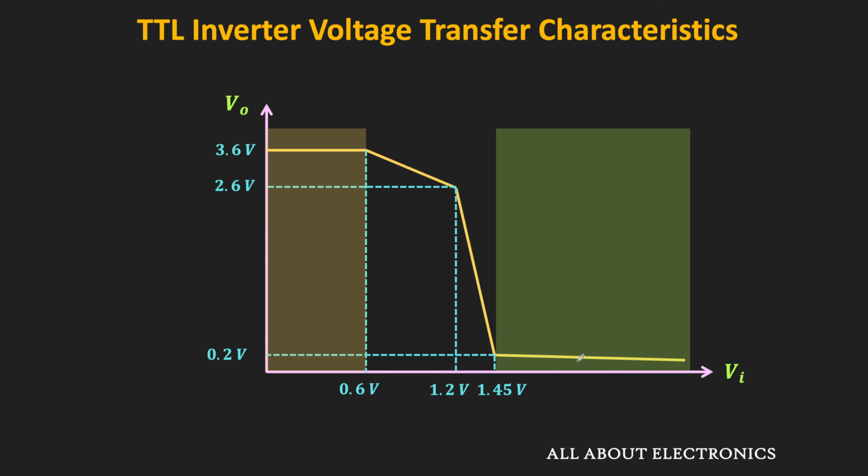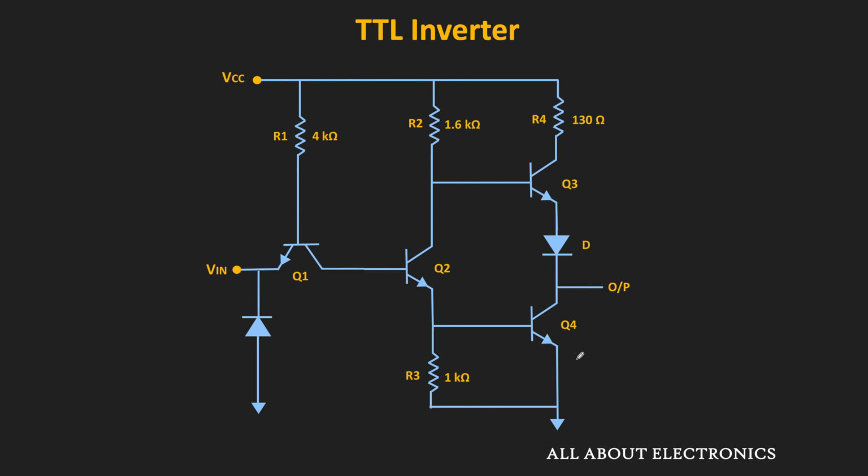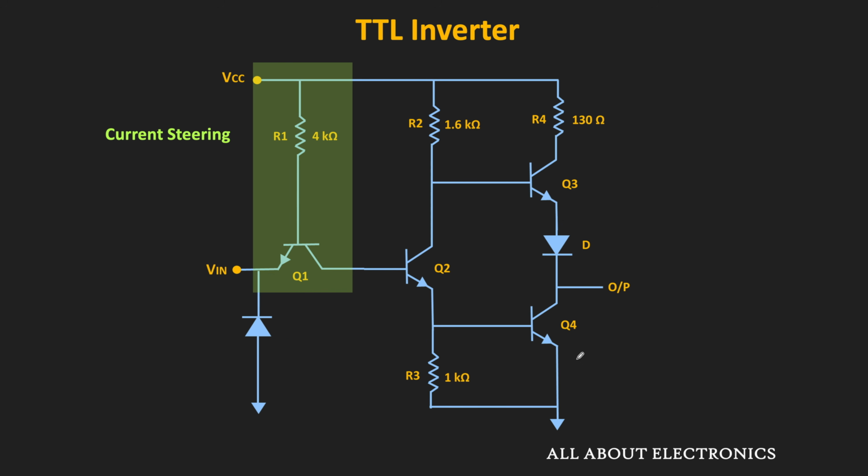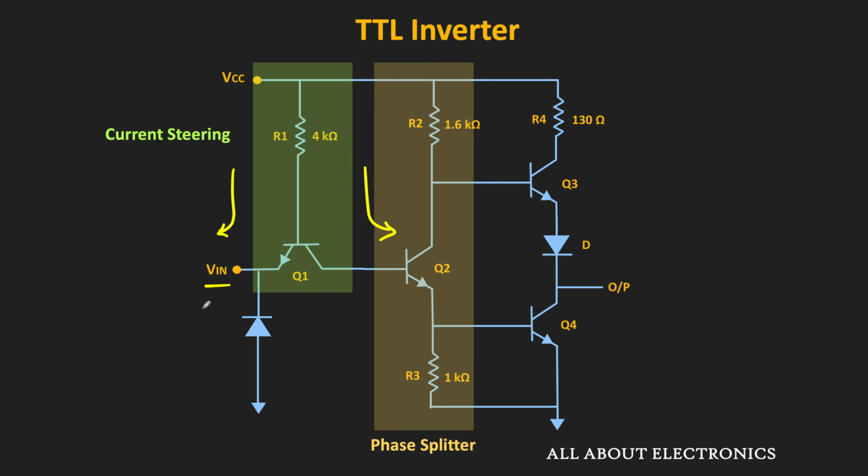To understand how this TTL circuit works, first we should understand the different stages of the TTL circuit. The first stage is known as the current steering part. Basically, this part directs the current either towards the input side or towards the base of the transistor Q2, depending on the input voltage. The next part is known as the phase splitter. This part generates two output voltages which are complements of each other. That means whenever one output is increasing, the other output is reducing.